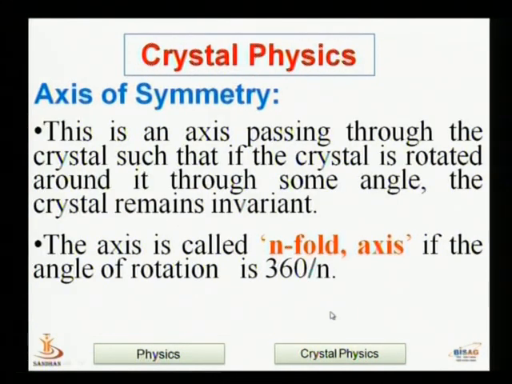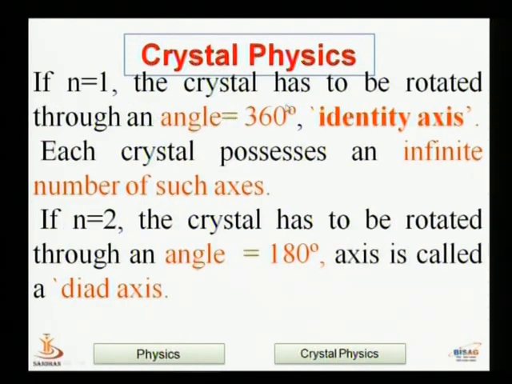Next, the axis of symmetry. This is an axis passing through the crystal such that if the crystal is rotated about it, meaning the line, through some angle, then the crystal remains invariant. The axis is said to be an n-fold axis if the rotation angle is equal to 360 by n. Depending upon the value of n, we get some angle of rotation. For n equal to 1, the crystal possesses the axis, with theta equal to 360 degrees. So this axis is known as the identity axis.